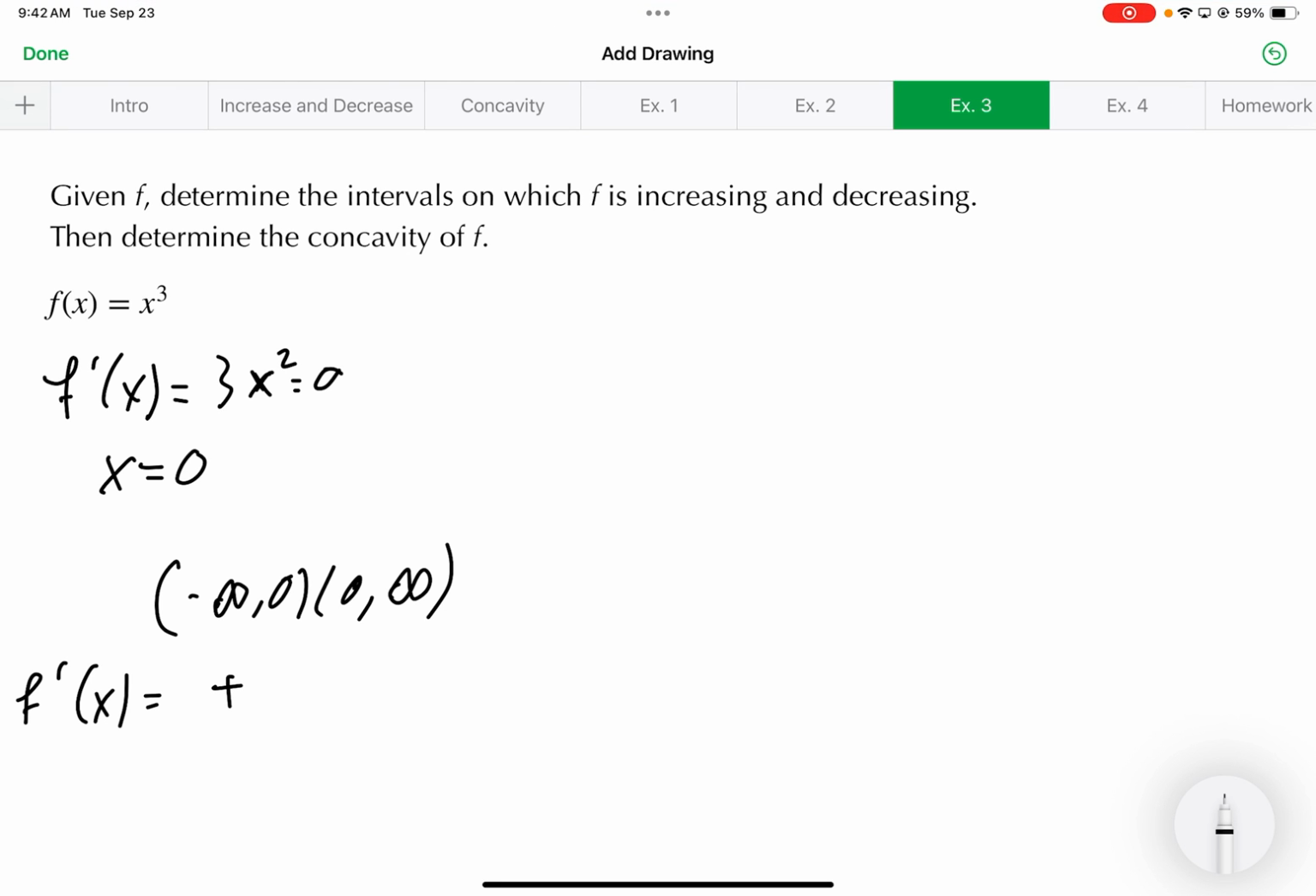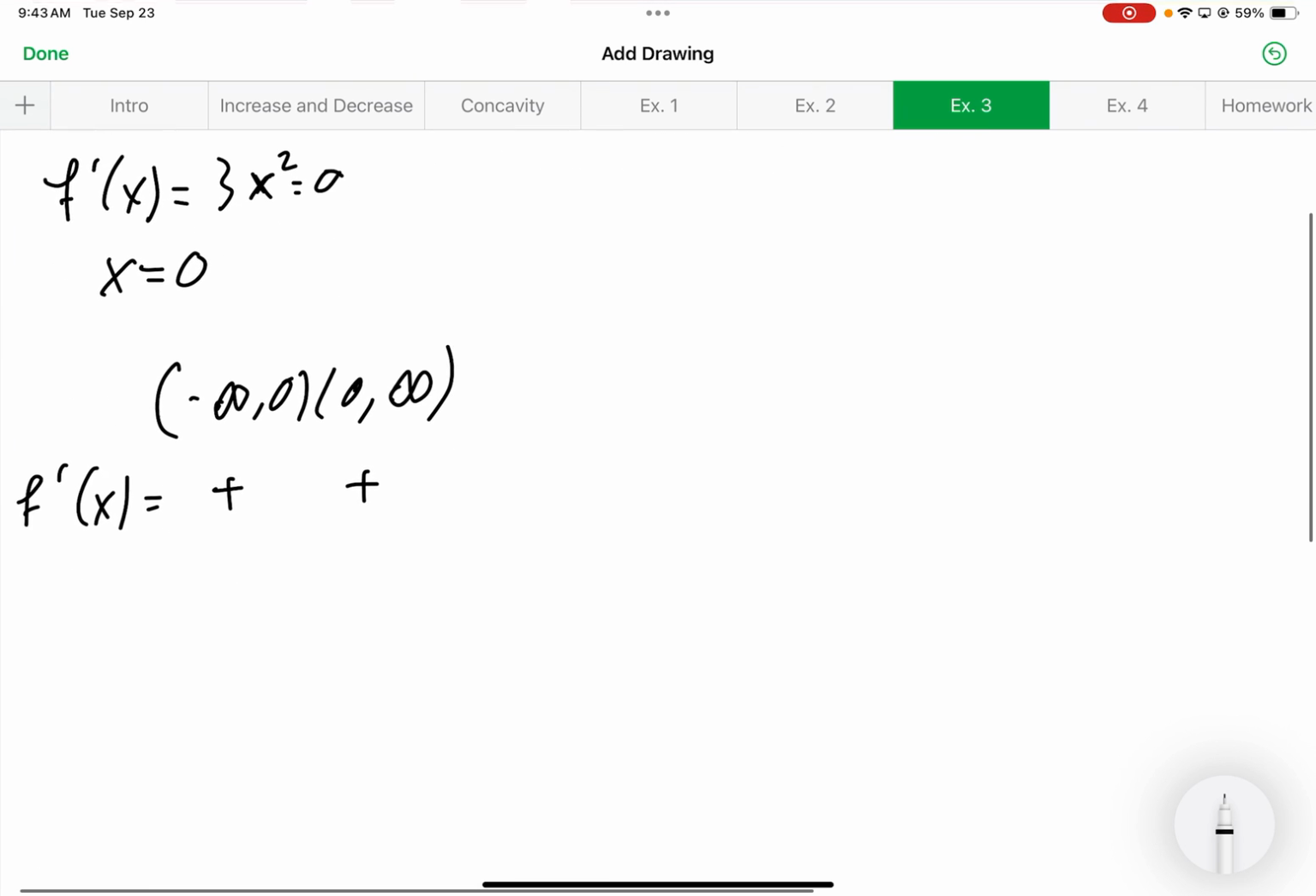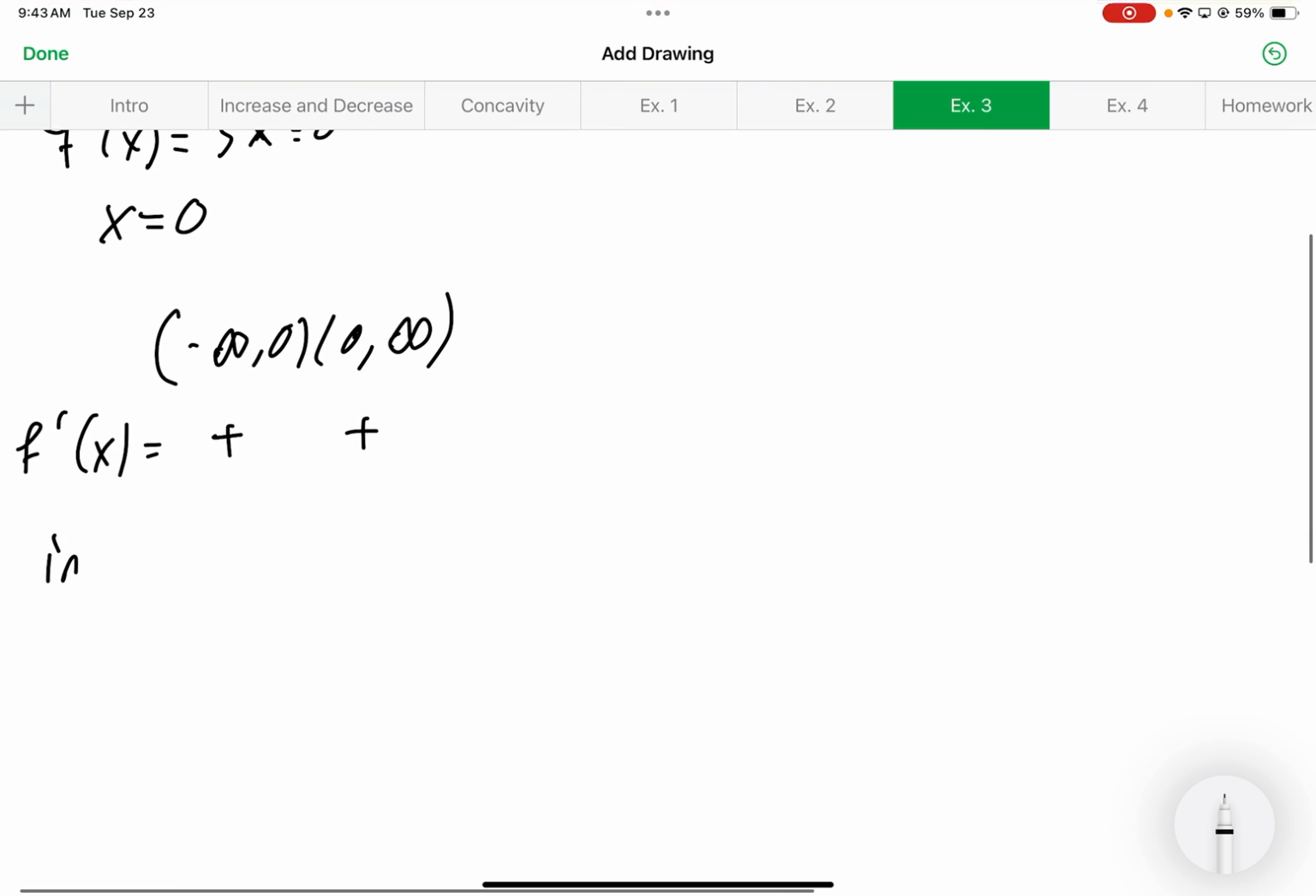Great. What about between 0 and infinity? What do you want to test? Positive 1. So 1 squared is 1 times 3 is positive 3. Uh-oh. What's that mean? It's just increasing. Okay. When a situation like that occurs, you need to be careful about what type of function we have.